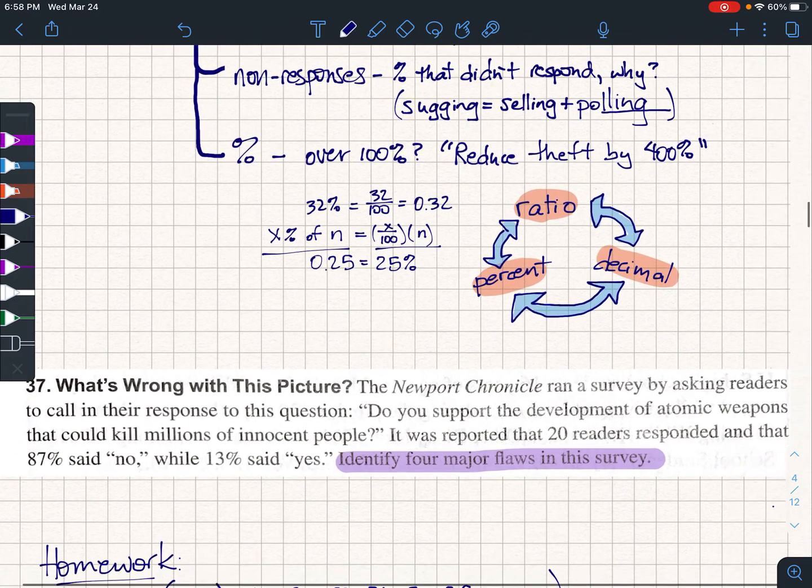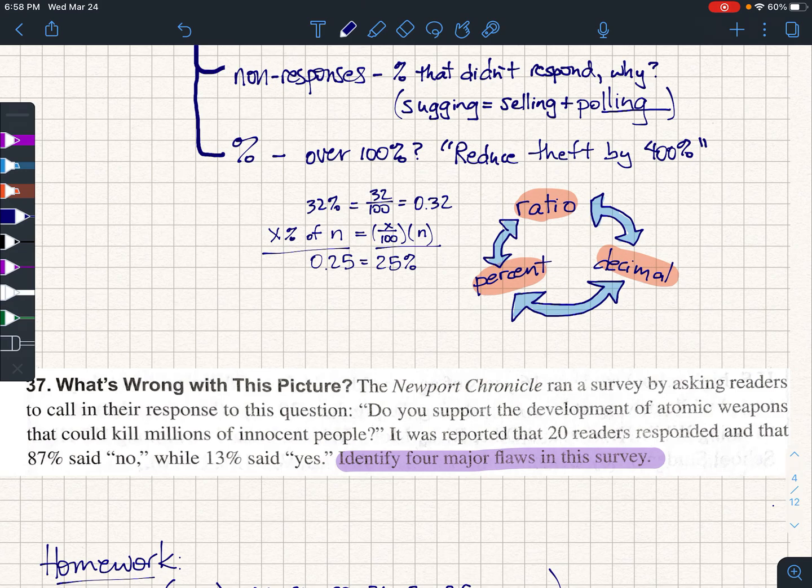Here we have a Newport Chronicle. It ran a survey by asking readers to call in responses to the question: Do you support the development of atomic weapons that could kill millions of innocent people? It was reported 20 readers responded, and 80% said no, while 13% said yes. It's always kind of funny to think about those 13 people that said yeah. Anyways, what are the flaws in this survey?